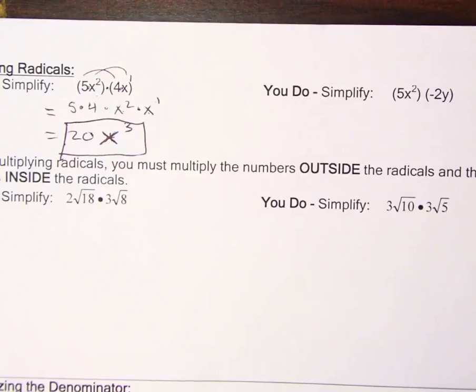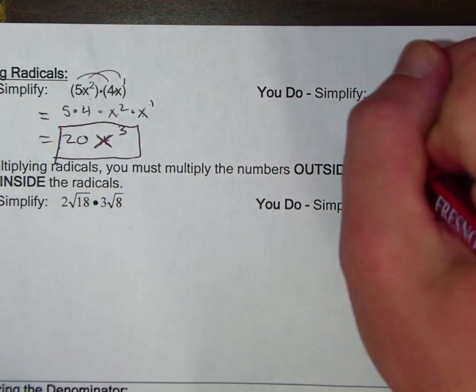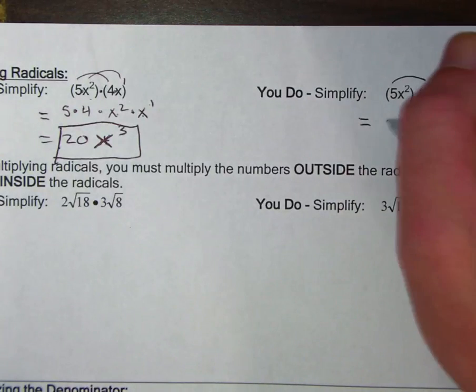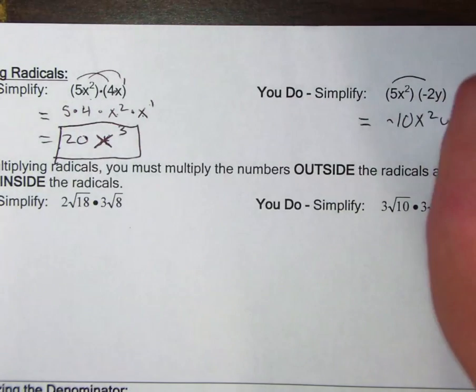You can try this one over here if you want by yourself. Okay, here I go. That's going to be negative 10 x squared, y to the 1.